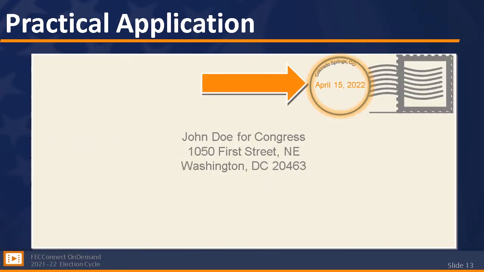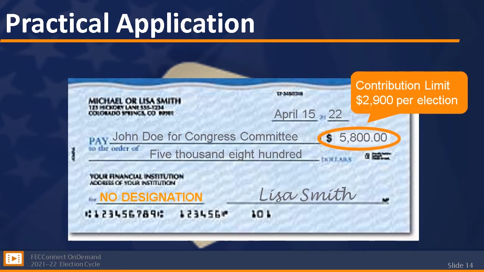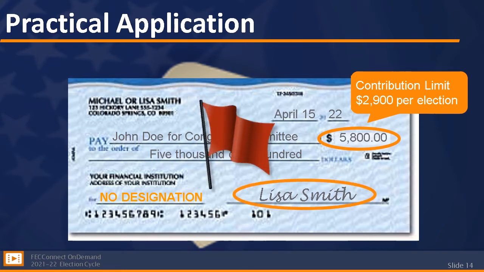Actually, neither of those dates apply. For undesignated contributions sent by mail, the postmark is used to determine when the contribution was made and thus what election it counts toward. In this case, the postmark date is before the primary, so this would be a primary contribution. The campaign should retain this envelope as part of its records. The contribution check is in the amount of $5,800, double the per-election limit for individuals, and is signed by one person. On its face, this is an excessive contribution for the primary election.